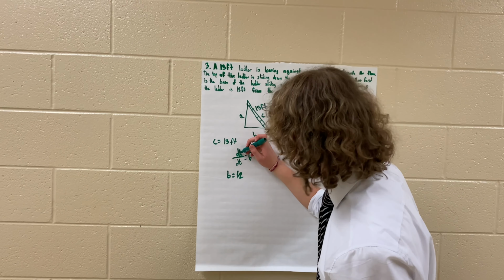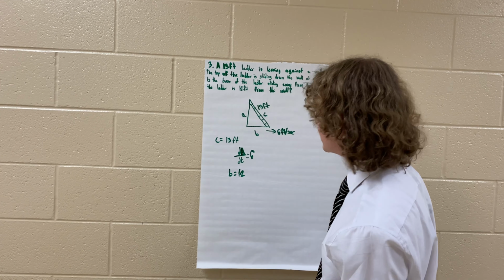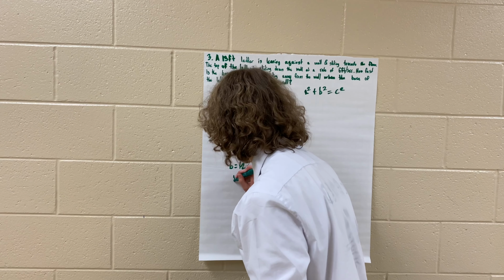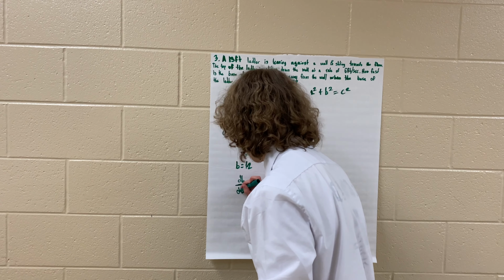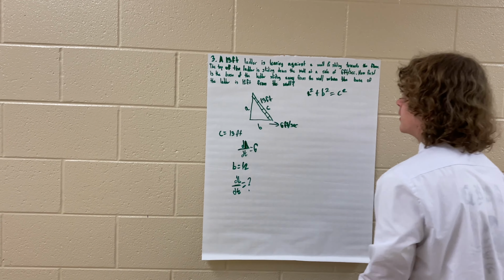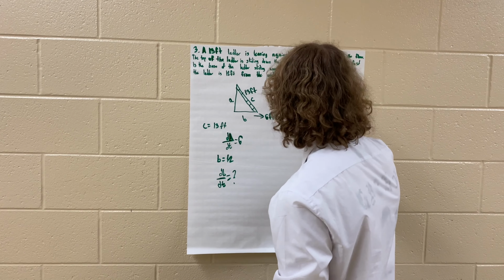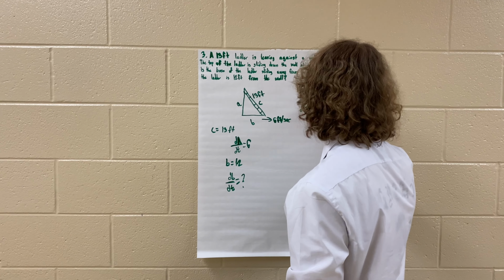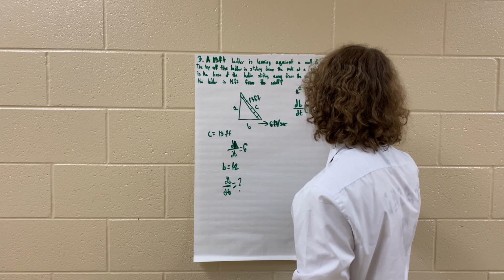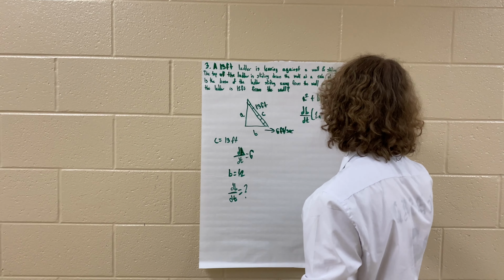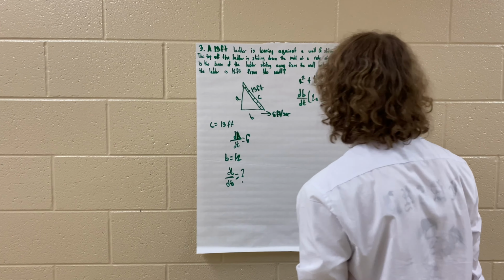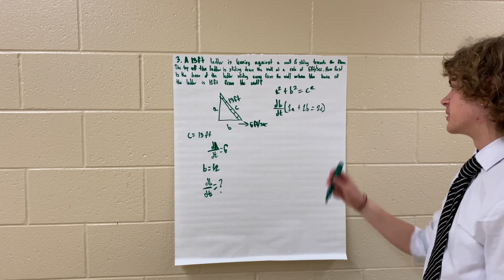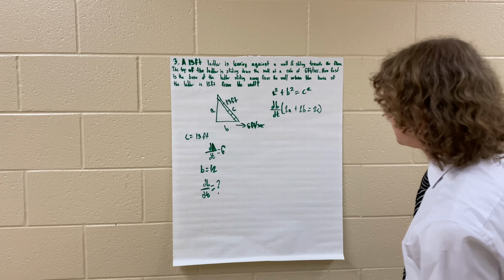Oh wait, this would be dA, not dB, excuse me. So what I'm actually looking for is dB over dt. Okay, so first of all, I'm going to start by differentiating the equation. So 2a plus 2b equals 2c. Okay, so now that I have my differentiated equation, I can start putting in what I'm given.